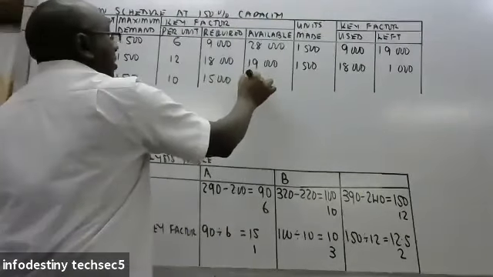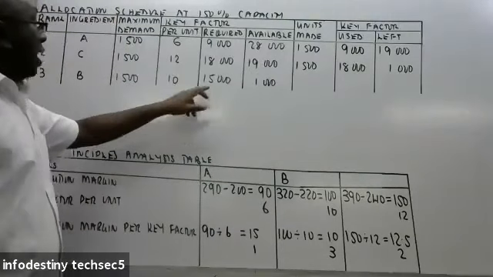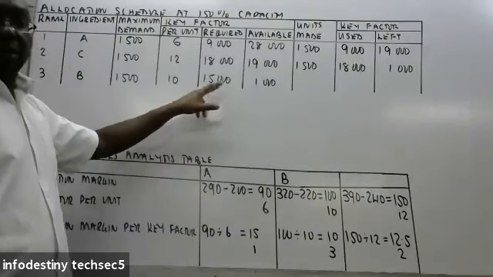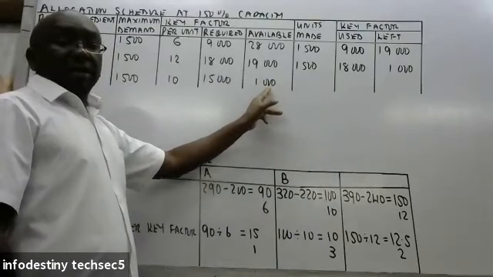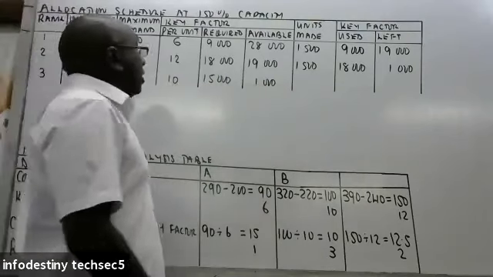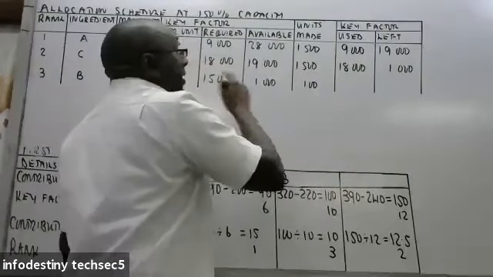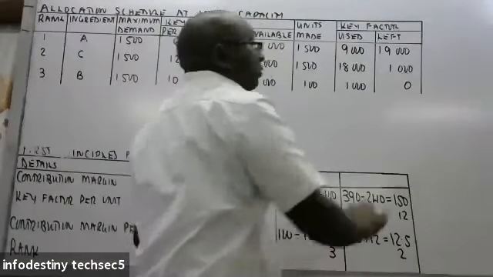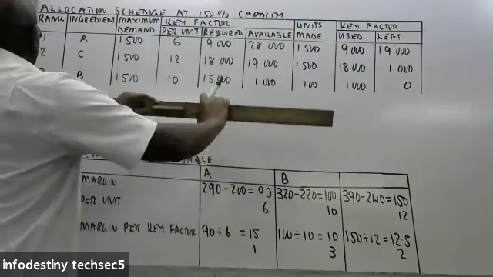Now the 1,000 cannot be enough here because we require 15,000 hours. So we ask ourselves, with 1,000 hours, how many units can we make, each taking us 10 hours? And you realize that can only be 100. So we make 100 so that we have used 1,000, and then we are left with 0.